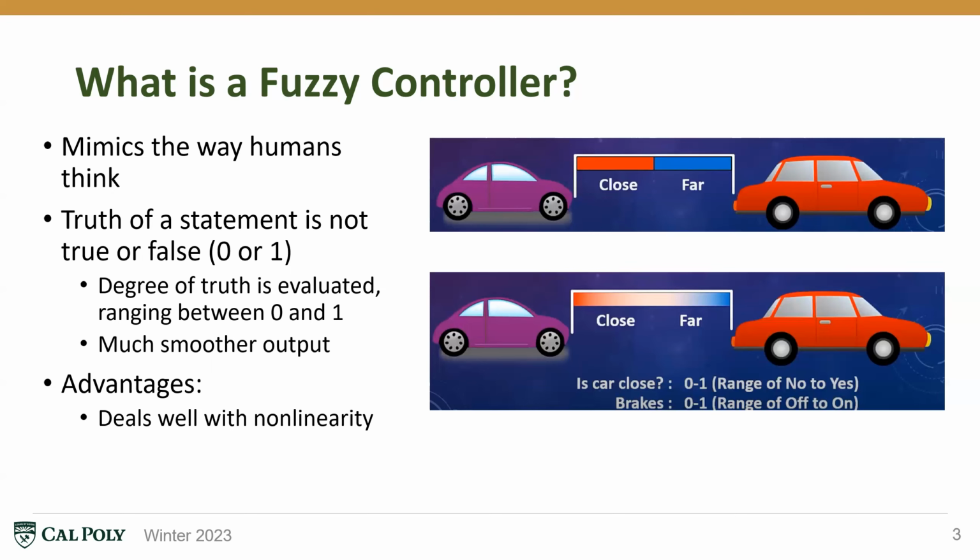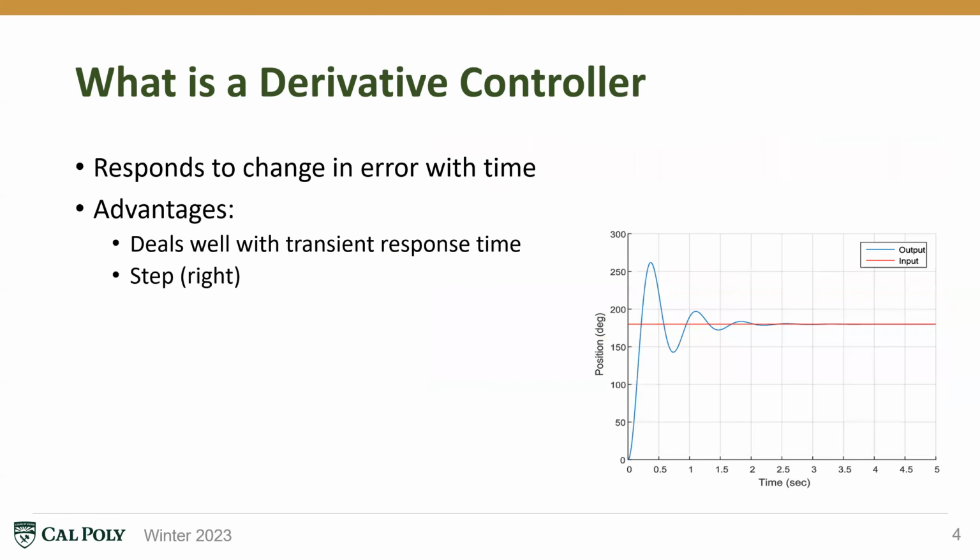So this is where a fuzzy logic controller would come into play. Instead of characterizing the distance between the two cars as either close or far, we can characterize it as a range between close and far. So this way, brake pressure can be applied proportional to the distance between the two cars. So some of the advantages of a fuzzy logic controller is that you'll get a much smoother output, and it also deals with nonlinearities of complex systems, like I mentioned before.